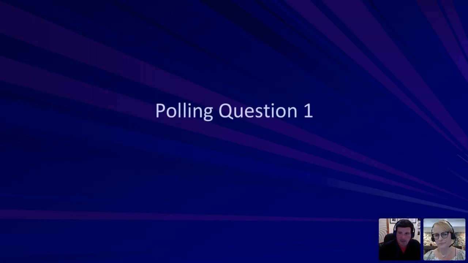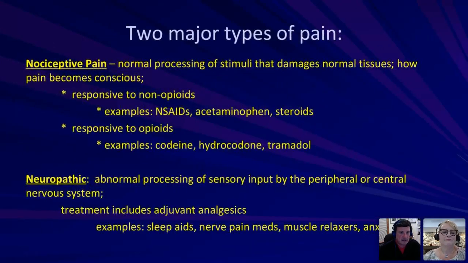All right, so I'm going to end the poll here. We have about 40% saying nociceptive pain and about 60% saying neuropathic pain. So we have nociceptive pain and neuropathic pain. Let's go back to the slides. And Trace, you want to take over the different types of pain that are out there?